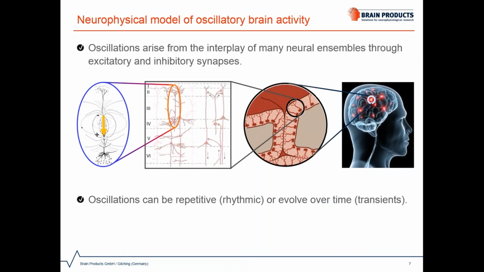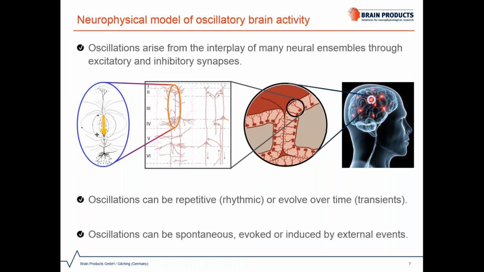So these measured oscillatory activities can have a repetitive pattern, the so-called rhythmic activity, or evolve over time, which is the so-called transients. Moreover, oscillations can be classified as spontaneous, evoked, or induced. Spontaneous means that the activity is completely uncorrelated with the occurrence of an experimental condition. Evoked means that the activity is time-locked and also phase-locked to the onset of an experimental condition, whereas induced means that the activity is not phase-locked but time-locked to the experimental condition.